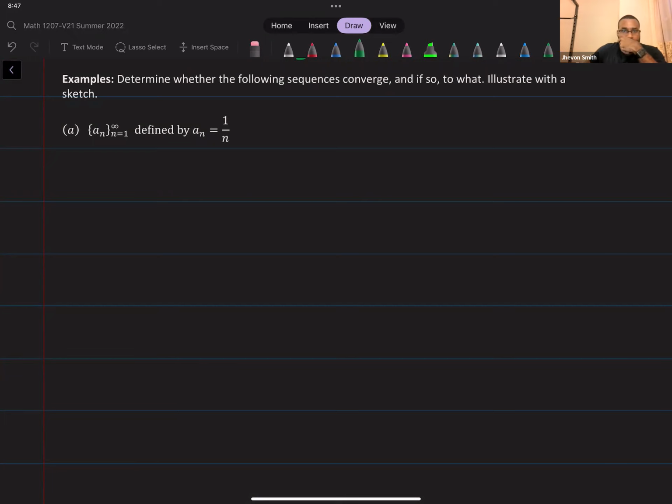So here's a sequence. It's an infinite sequence. N goes from 1 to infinity, and it's defined by this formula, a_n equals 1 over n. So what am I saying? This list follows this formula, 1 over n, where n starts at 1 and counts up by integers. So it'll start with 1 over 1, then 1 over 2, then 1 over 3, then 1 over 4, then 1 over 5, etc. Okay.